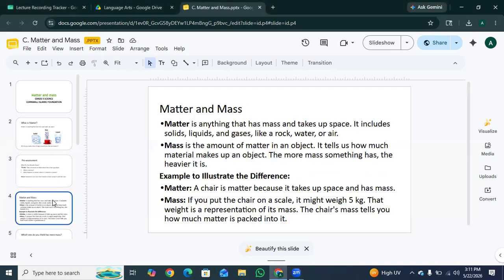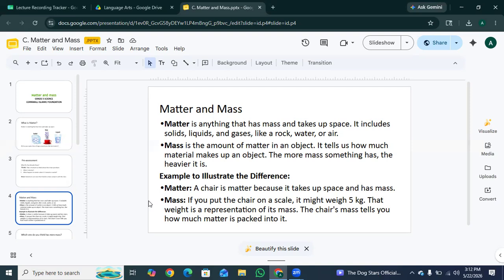So the next one is matter and mass. As I have told you, in simple words, matter is an actual object or stuff itself. If you can see it, touch it, or if it takes up any room, it is matter, like a rock, chair, water, etc. So matter is anything that has mass and takes up space. It includes solids, liquids, and gases, like a rock, water, or air.